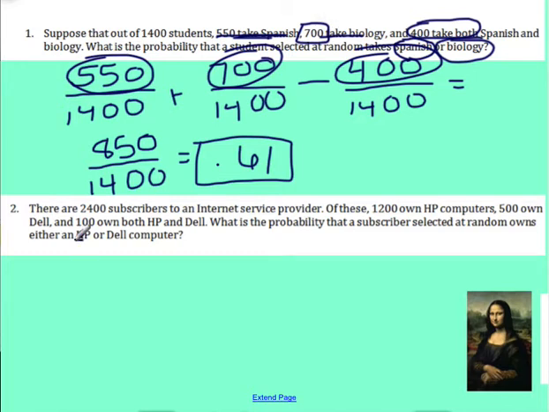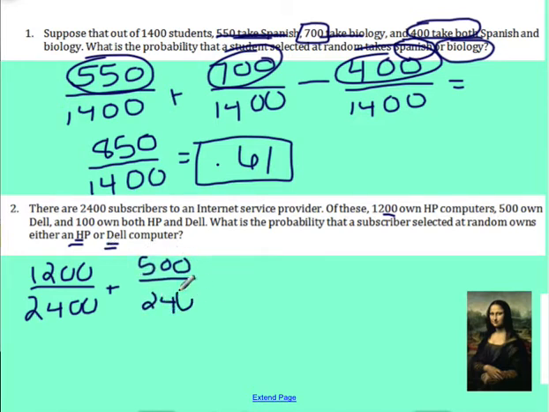To start off, I'm going to calculate the probability of HP. I see there's 1,200 out of the 2,400 that own an HP. Then I'm going to add the probability that they own a Dell. A Dell is 500 out of the 2,400. Now I've taken care of those two, but I need to subtract off the probability that it is both, which is 100. So now I'm subtracting off 100.